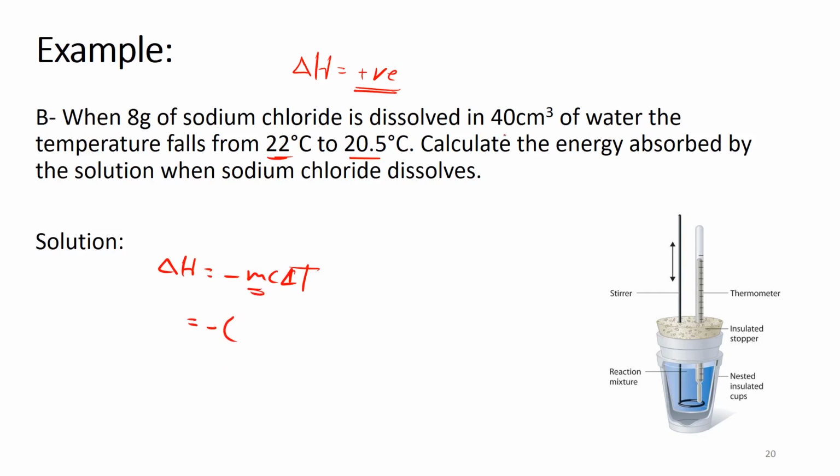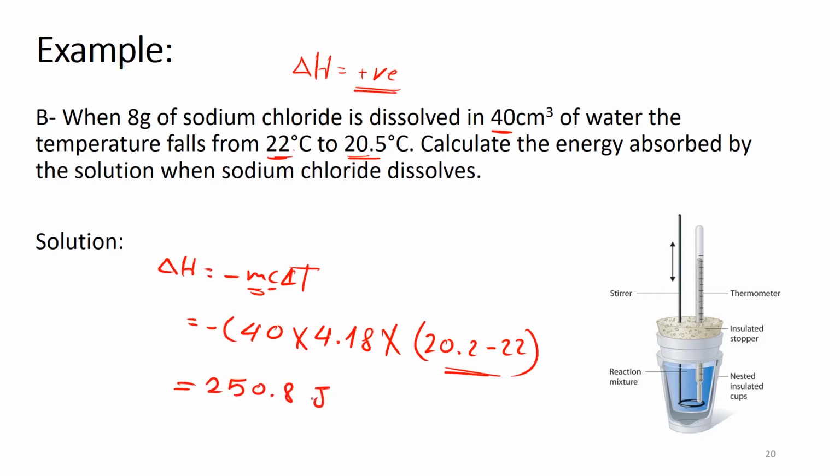Here I have minus, the mass is 40 grams, multiplied by the C, the specific heat of water, which is equal to 4.18, multiplied by the difference in the temperature. You have to remember final minus initial. This means 20.2 minus 22. This will give me a negative value. When I multiply it by this negative value, I will have a positive value to delta H. In that case, it is equal to 250.8 joule.